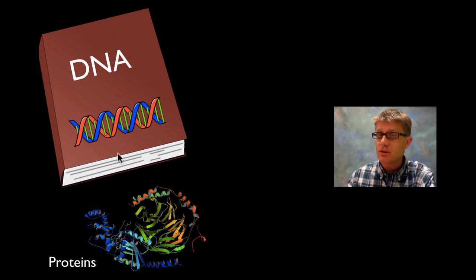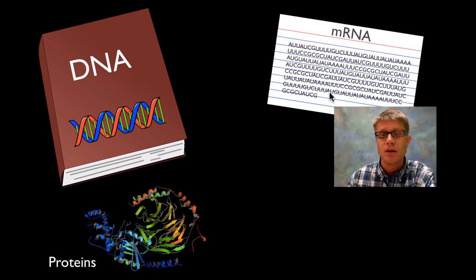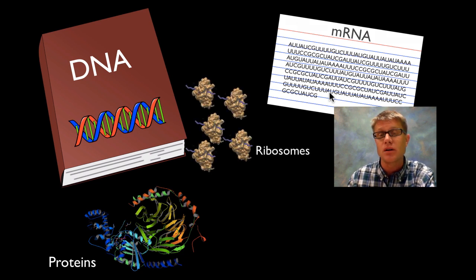And so what's the first thing that we need out of that cookbook? Because all of the recipes stay in the cookbook. Well, we have to copy that recipe down. And so in the cells, we do that by copying down that DNA into something called messenger RNA. We then have to cook it. And so who are the cooks and who's going to put those amino acids together? Well, in your body, those are called ribosomes, and those are found inside the cell.